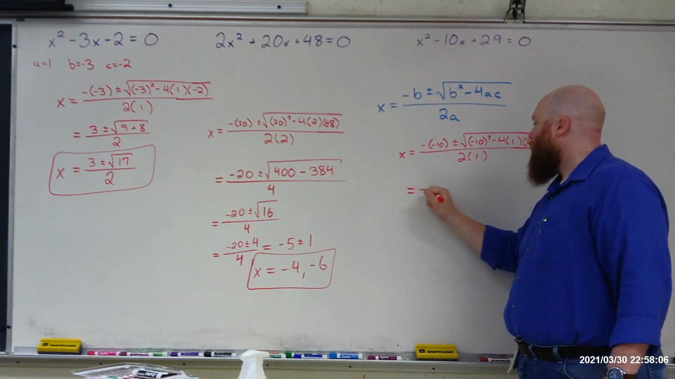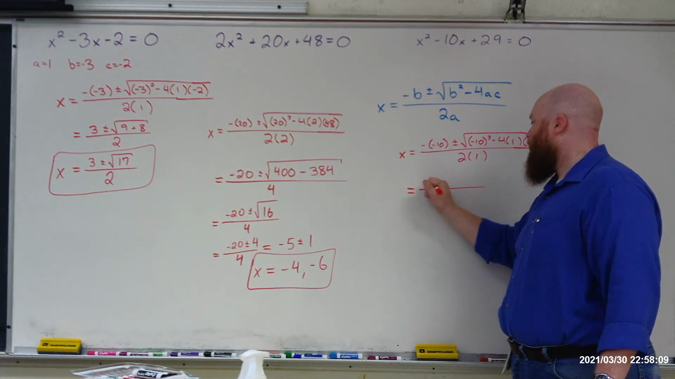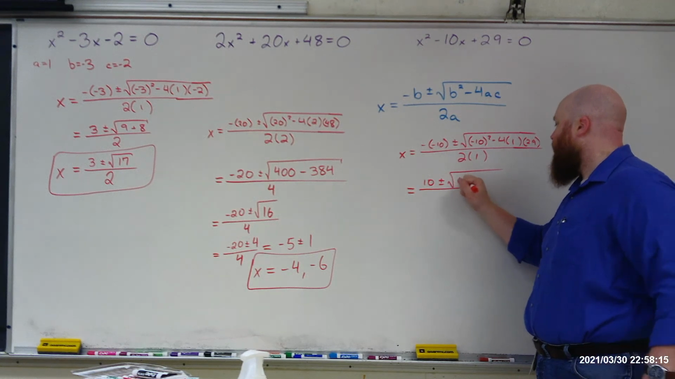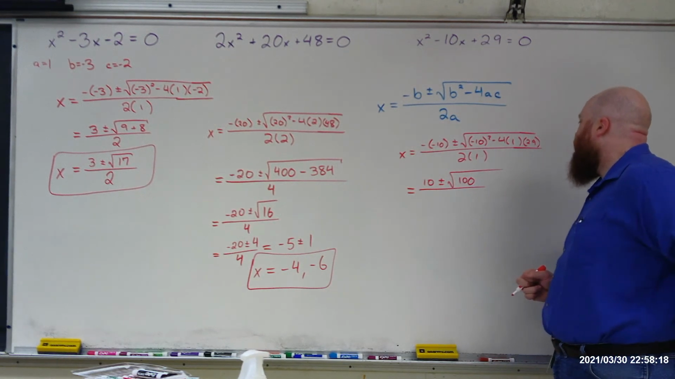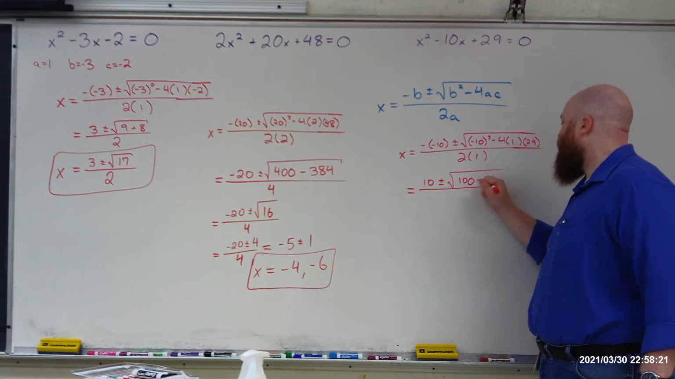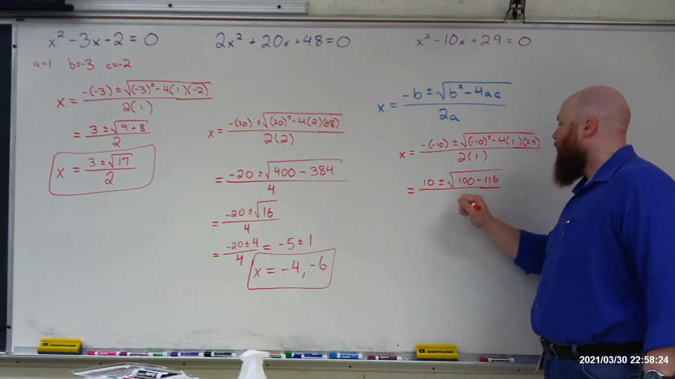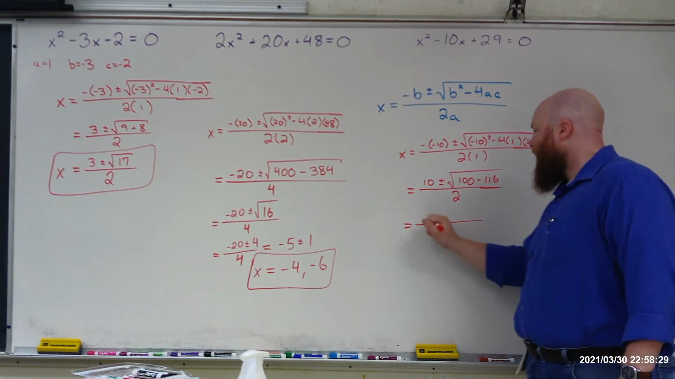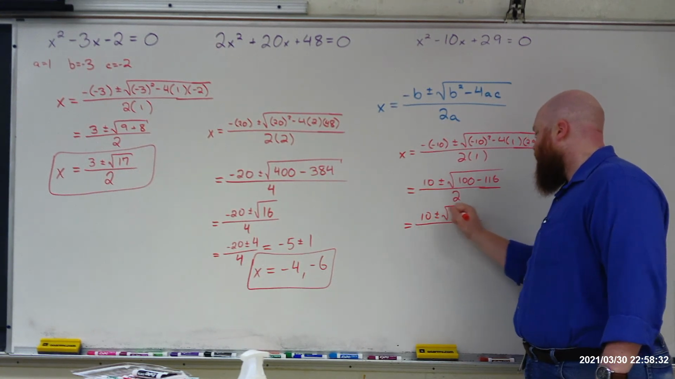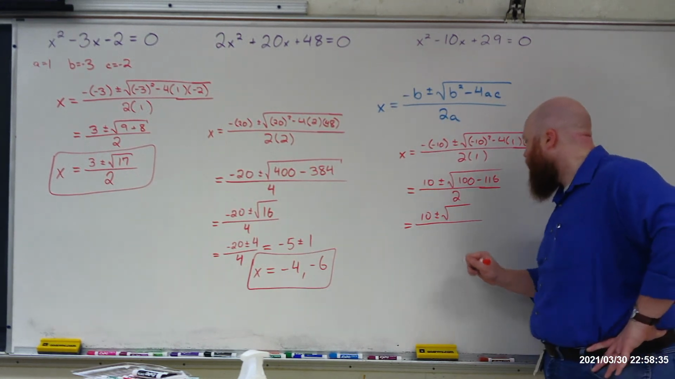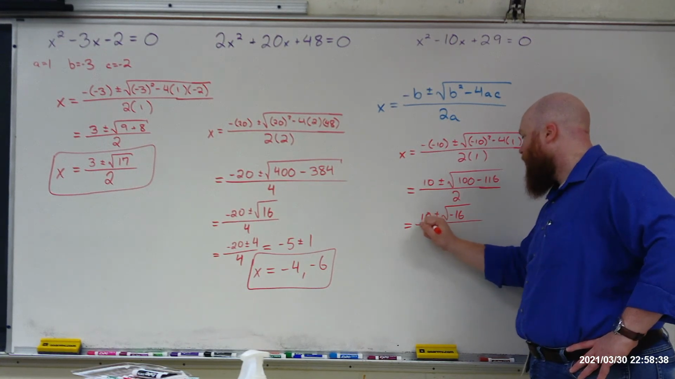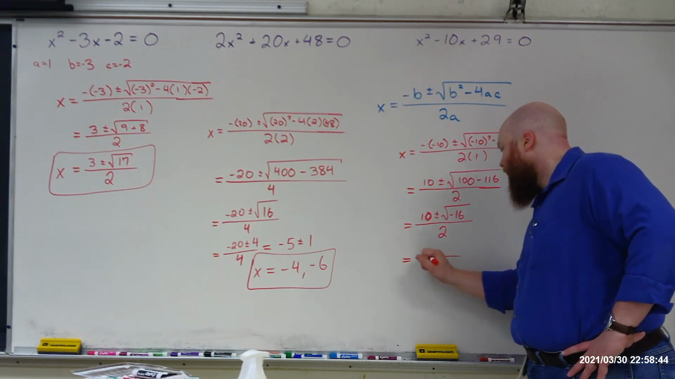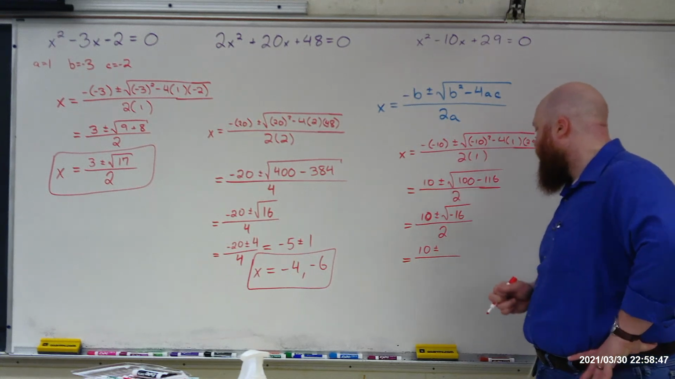I go ahead and start simplifying. Negative 10 is positive 10 plus or minus the square root of negative 10 squared is positive 100. Minus 4 times 1 is negative 4 times 29, that's minus 116. Again, check a calculator if you don't believe me. 2 times 1 is 2. Simplify. 10 plus or minus the square root of 100 minus 116 is negative 16 all over 2. Keep simplifying. 10 plus or minus the square root of negative 16.